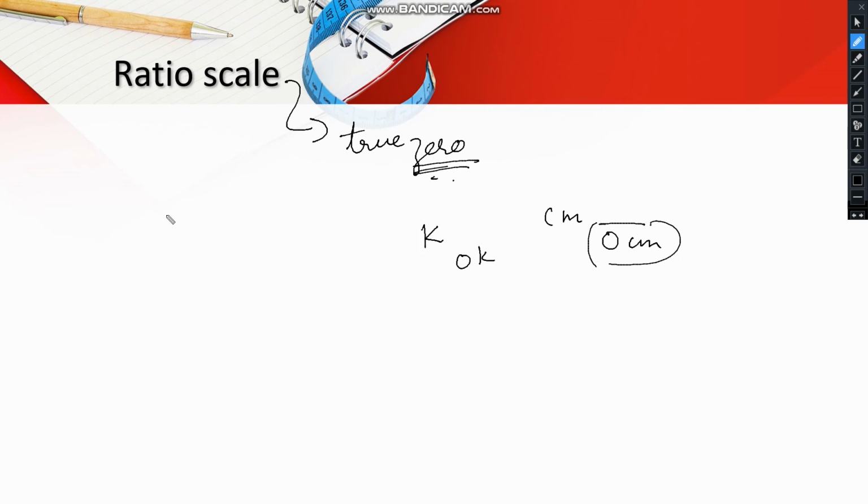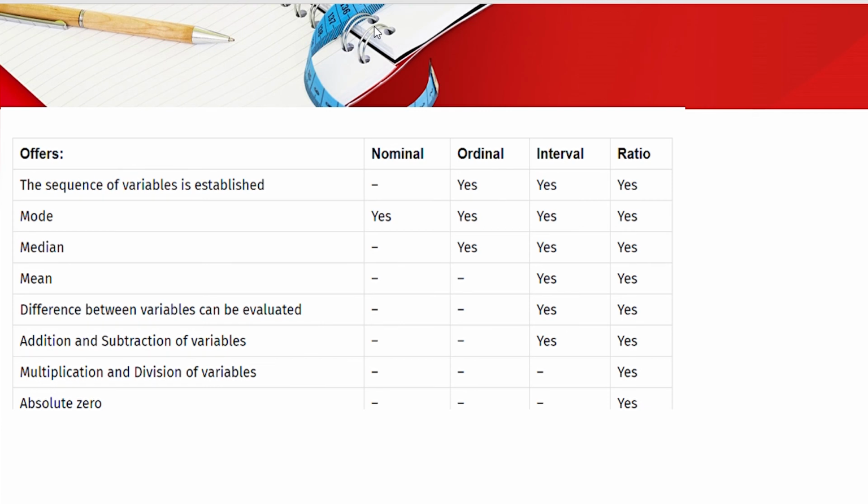Since it has true zero, we can multiply and divide the values of ratio scale. By using ratio scale, we can calculate anything in the statistics. That is why it is regarded as highest level of measurement. You can take a glance at this table to revise the whole topic.